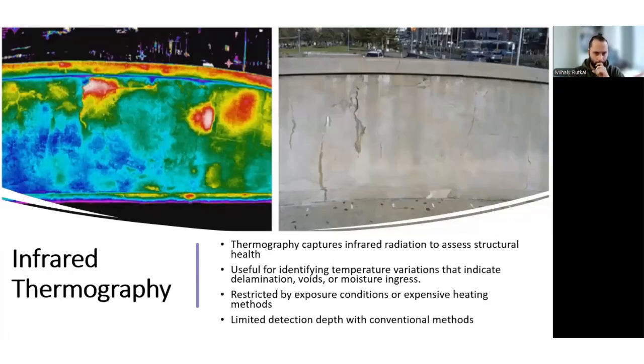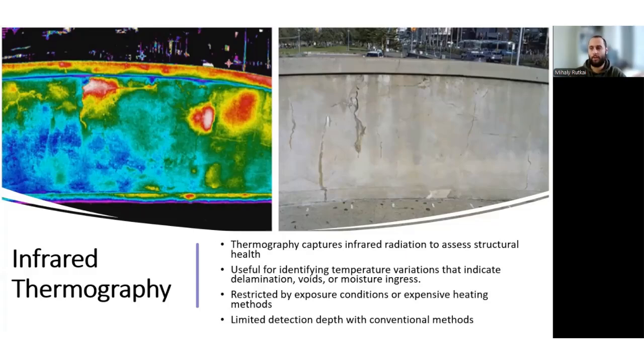Now, infrared thermography is a non-destructive imaging technique which helps to determine structural health. So this is a very useful technique to identify areas of hot or cold spots, which are associated with such defects as delamination, voiding, cracking, and even moisture ingress. Infrared thermography can be done in a passive or active way, and is a quick way to assess a structure, though it has several restrictions.